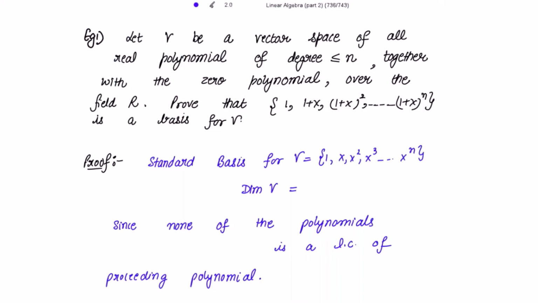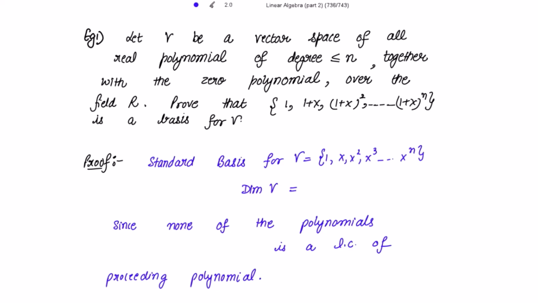Good morning. This is a new section on ordered basis, assignment 1. The example is, let V be the vector space of all real polynomials of degree less than or equal to n, together with the zero polynomial, over the field R. We have to prove that 1 plus x, (1 plus x) whole square, up to (1 plus x) to the power n is a basis for V.